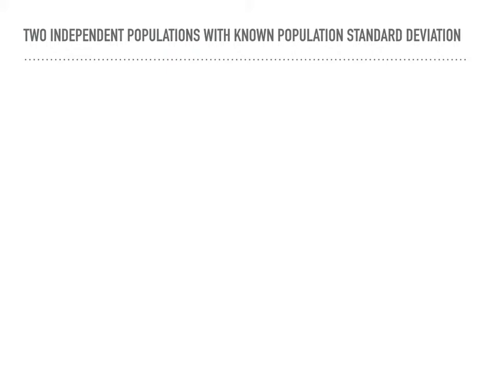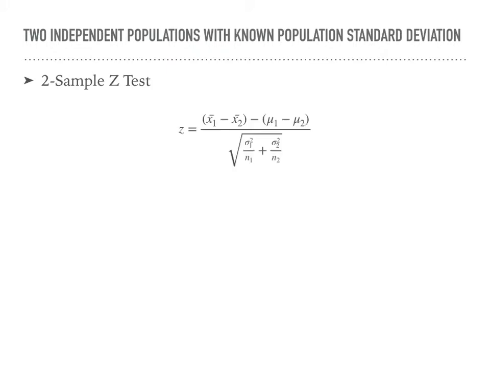So if we have two independent populations with a known population standard deviation for each of them, we will be doing a two-sample z-test. Now this is our formula for z, and we notice that things are starting to get a little bit messier, so it'll probably be good to lean on our calculators. On your calculator, you can go to Stat, over to Tests, and you'll find 2-SampZTest, 2-SampTTest, 2-PropZTest, and those will be the ones you'll be using for your independent populations.